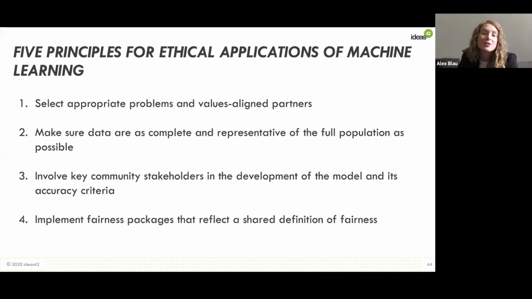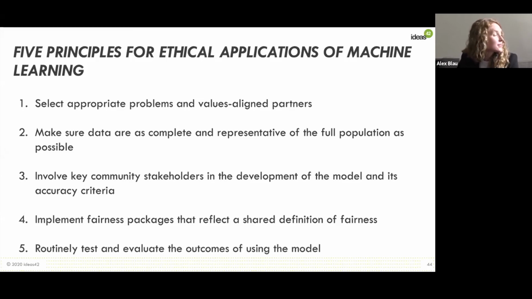Implement fairness packages that reflect a shared definition of fairness, something that's been agreed upon with the community. And finally, routinely test and evaluate this algorithm as it's fielded to make sure that it has the intended impact, and also to understand whether it's perpetuating any bias.